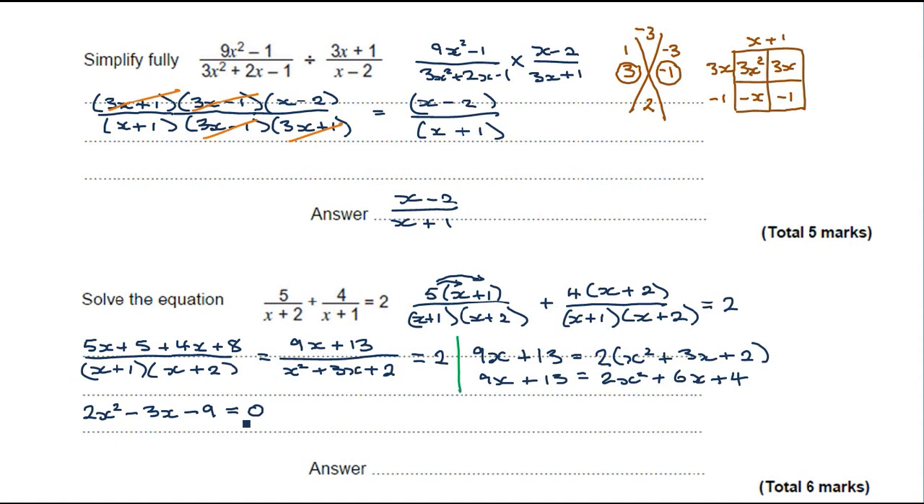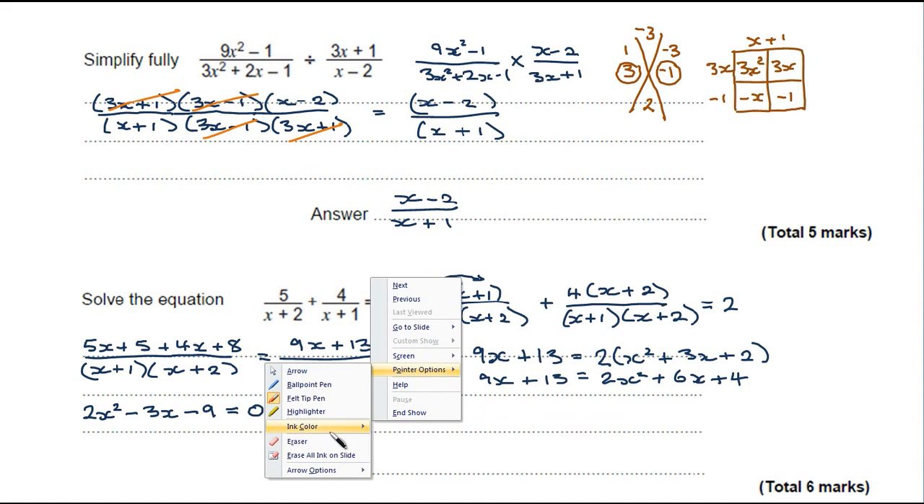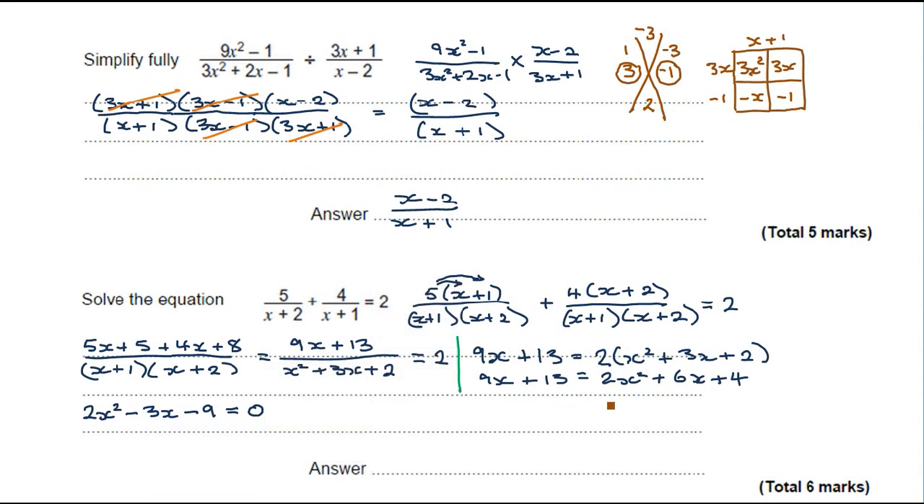So you can see why this is worth 6 marks, because you have to go through these various stages. We've now got to the point where we've got a quadratic equation equal to 0. To solve that quadratic equation, I'm going to have to do just as I did before. I'm going to factorize, and then I'm going to be able to solve for x, and it will give me 2 answers in all likelihood. Okay, let's have a look.